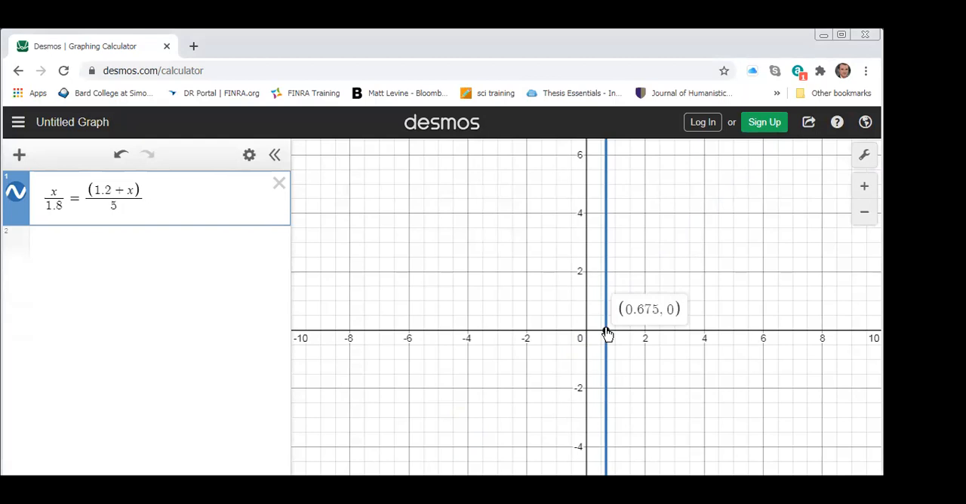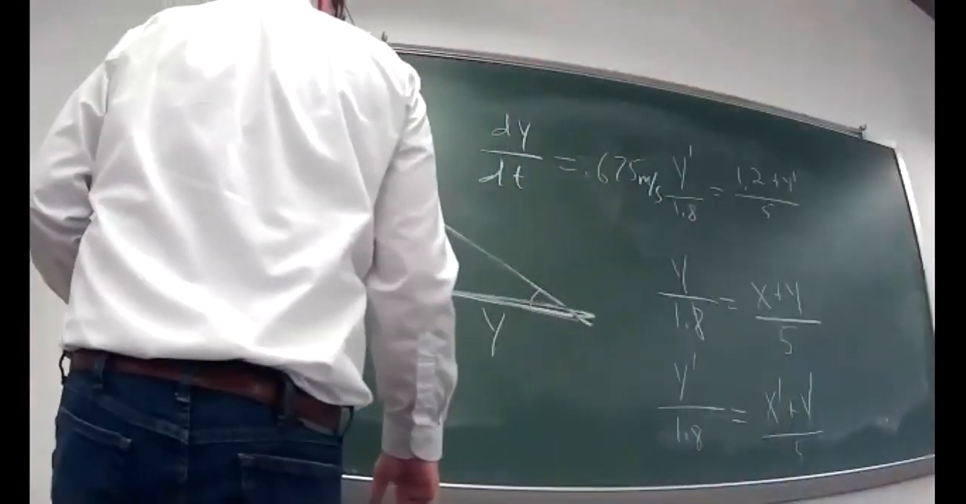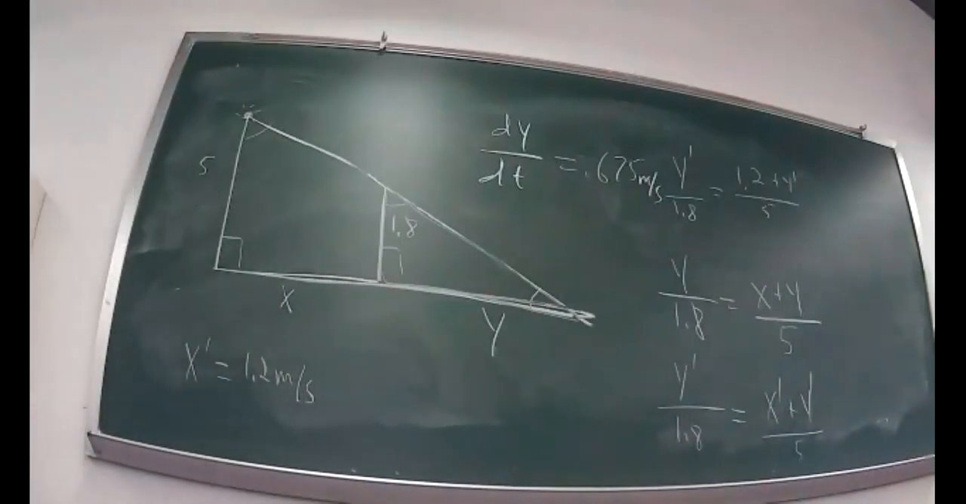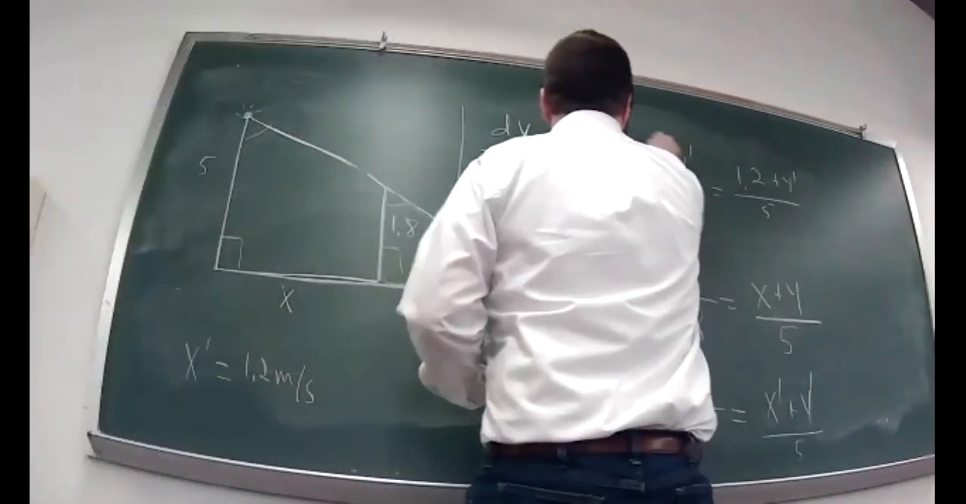You can also just solve that by hand by solving for y prime, or solving for x as it is listed there. So this is telling me that y prime is 0.675 meters per second. That's how fast your shadow's changing as you're walking. I have no way of checking that right this second, so hopefully I didn't make a mistake, but that's my answer to that problem.